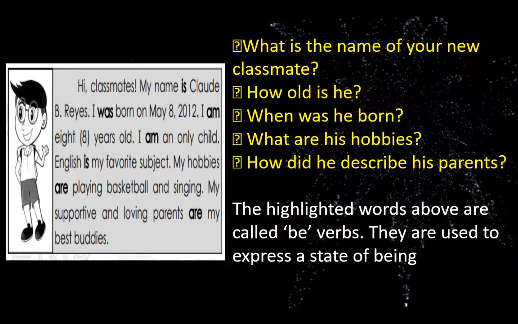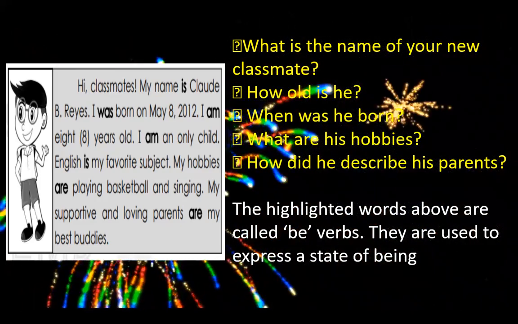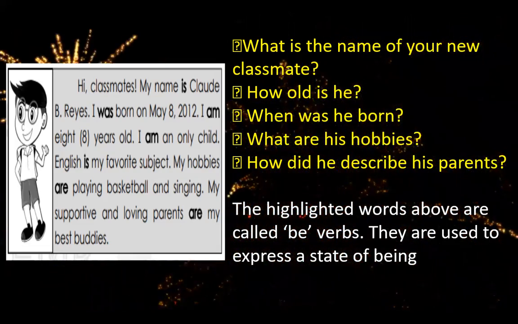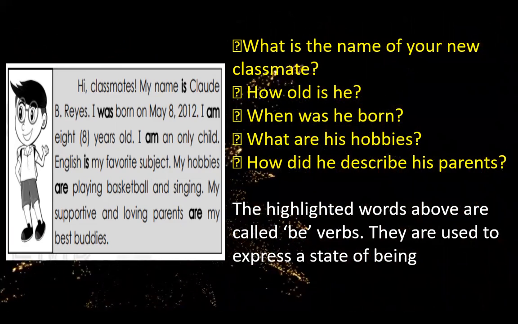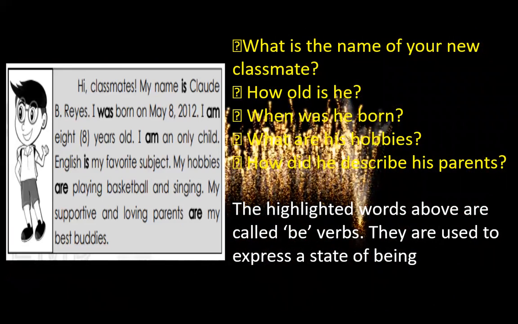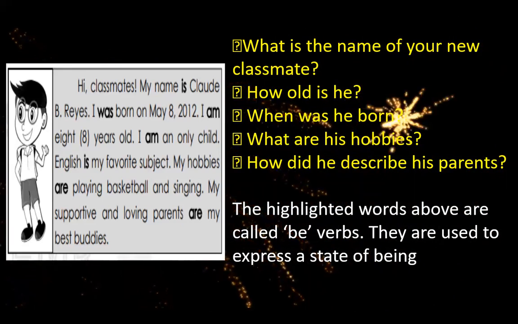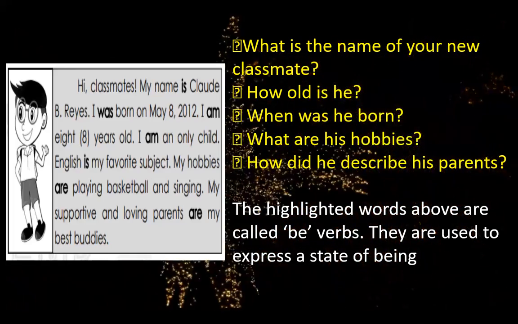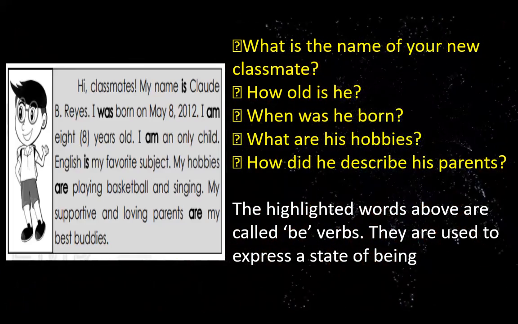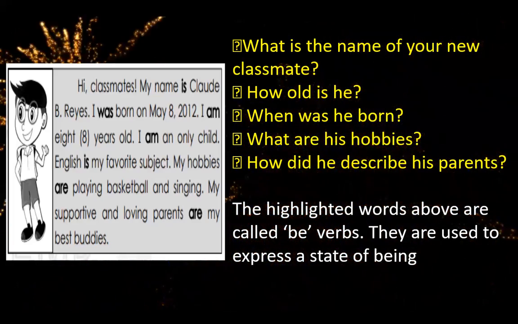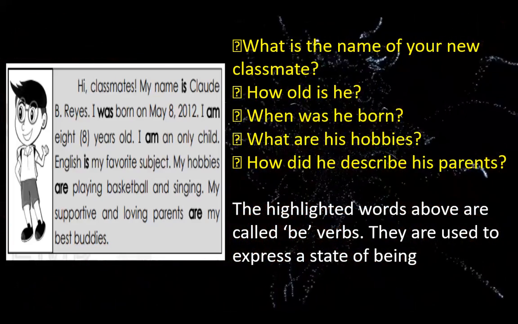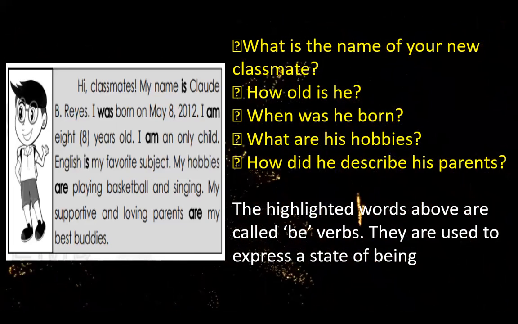Again, this is how Claude introduces himself. "Hi classmates, my name is Claude B. Reyes. I was born on May 8, 2012. I am 8 years old. I am the only child. English is my favorite subject. My hobbies are basketball and singing. My supportive and loving parents are my best buddies."